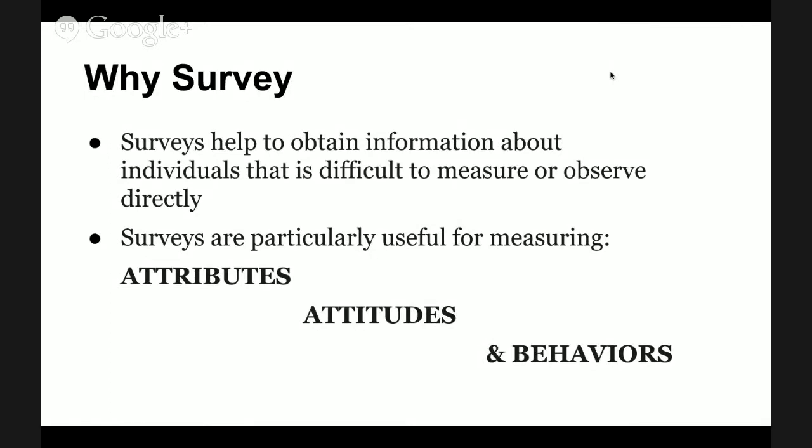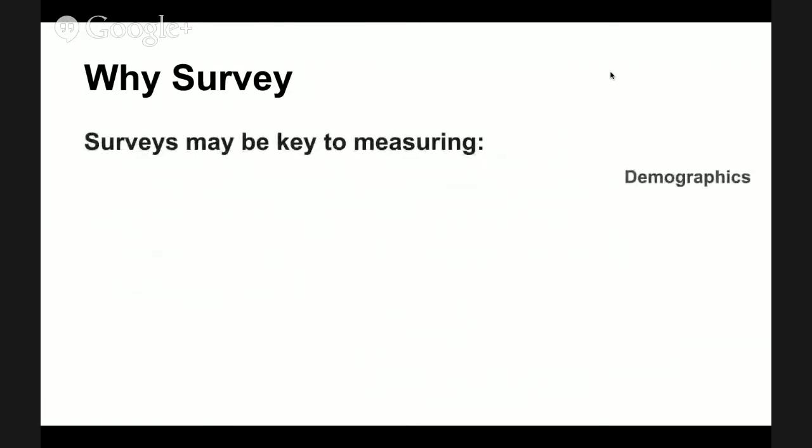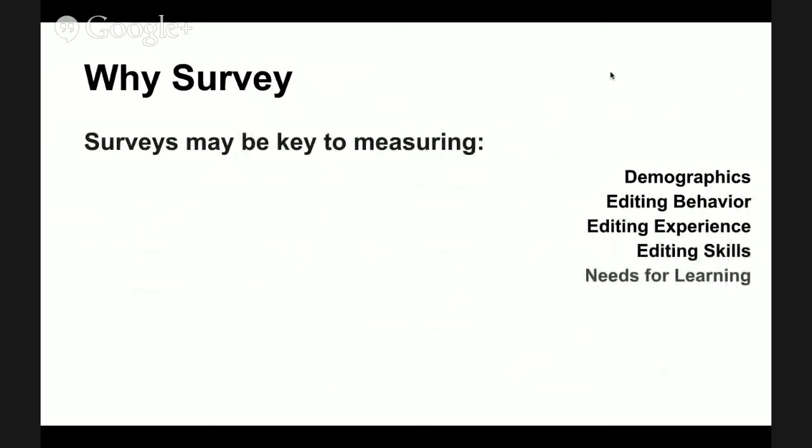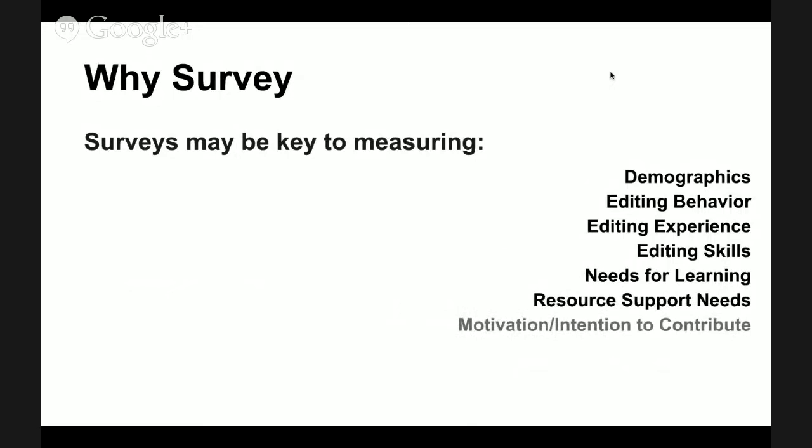While we can observe some things directly on what they do on the projects, we don't necessarily know what they do when we aren't able to track them on the projects. And for some programs where you might only be affecting part of their work, we need them to report on how the program affected their work directly. So surveys can be key to measuring demographics, editing behavior, editing experiences, editing skills, needs for learning, needs for resources, motivations and intentions to contribute in the future, and attitudes about Wikipedia as a source.